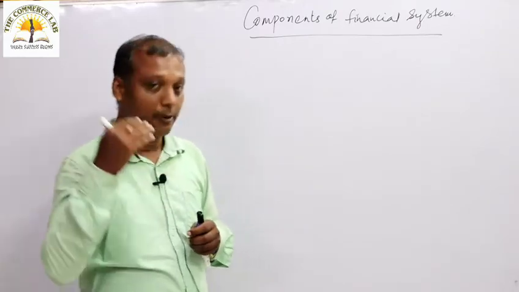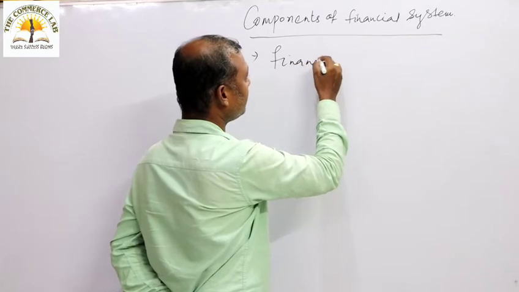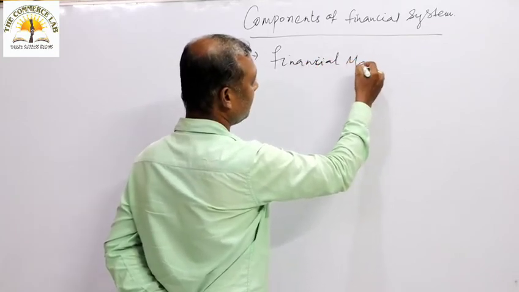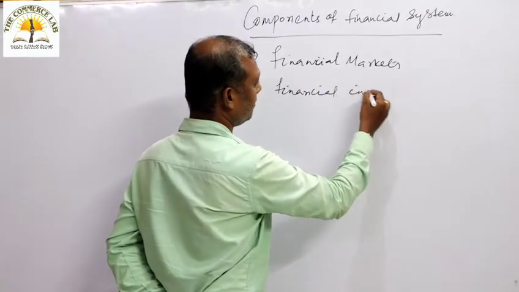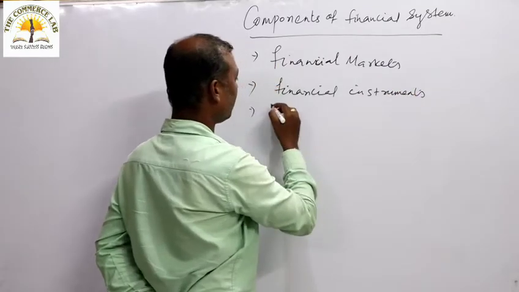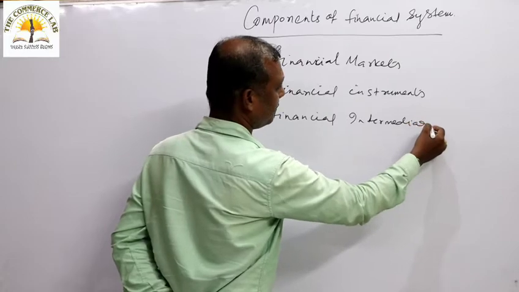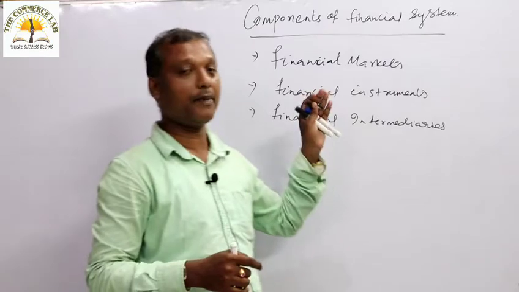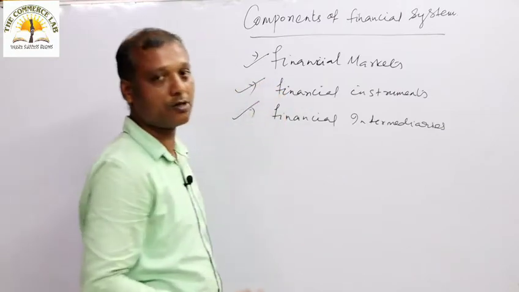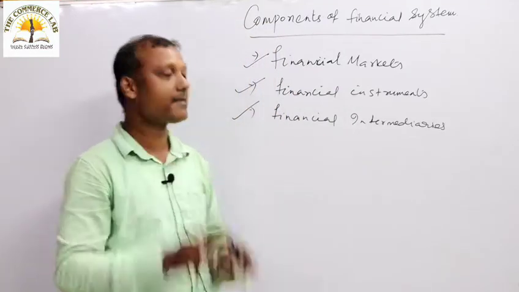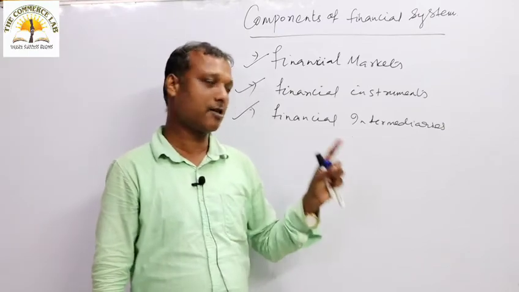Components of the financial system, we can classify our discussion under 3 heads. They are financial markets, number 2 financial instruments, and number 3 financial intermediaries. You understood? We can discuss the components of the Indian financial system under 3 heads: one will be your financial market, one your financial instruments, and one your financial intermediaries. In today's class, we will discuss the financial market.